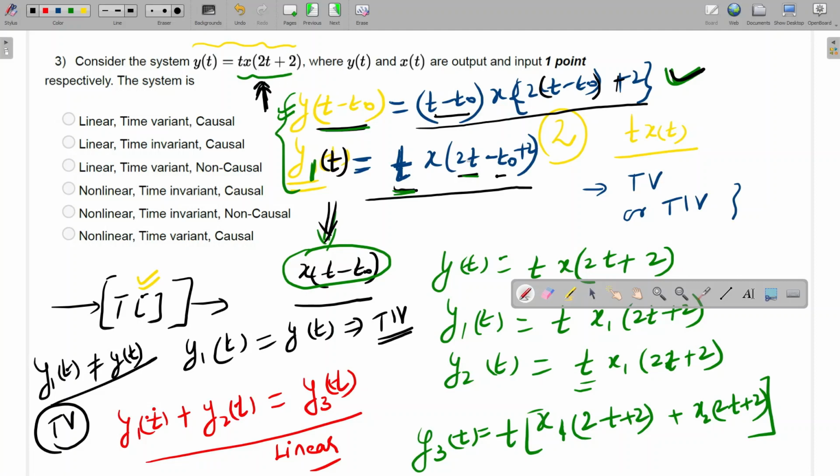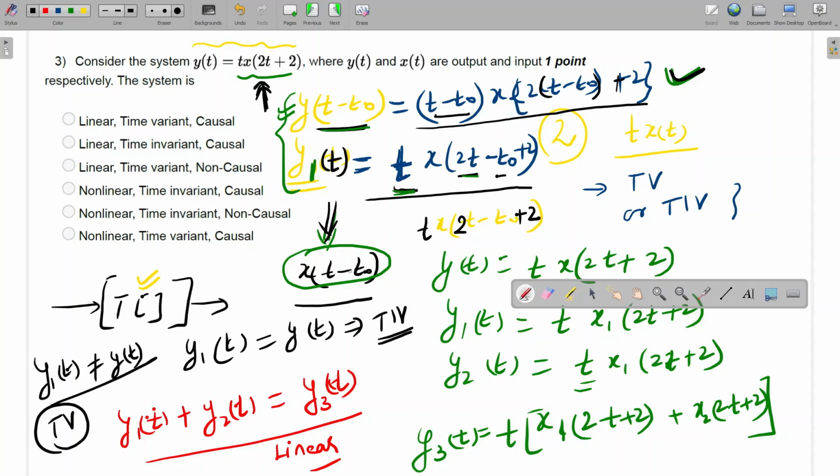So here, what am I doing? First, I'm taking x of t minus t naught. After that, the time is scaled by 2, so I'm multiplying 2 here. Then this all should be shifted by 2, so I'm adding 2 here. And outside it should be multiplied by t.